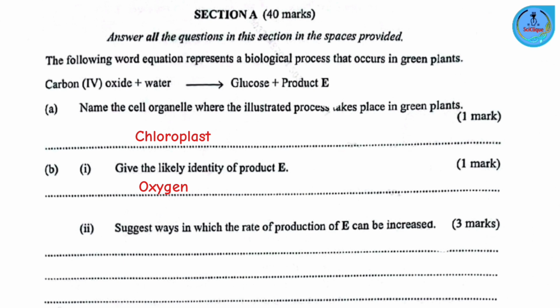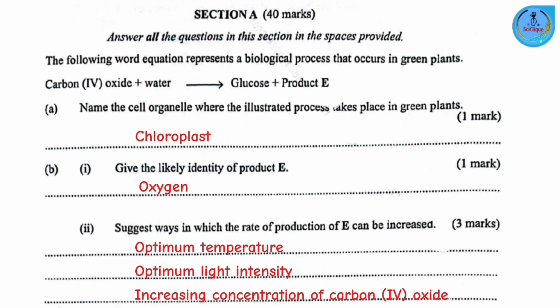Roman 2. Suggest ways in which the rate of production of E can be increased. Okay, so the question wants to know how we can increase production of oxygen gas. Now, production of oxygen gas is going to be tied to the rate of photosynthesis. So essentially, the question is just asking us for the conditions that need to be present in order to speed up the rate of photosynthesis. And these are as follows: optimum temperature, optimum light intensity, increasing the concentration of carbon 4 oxide.